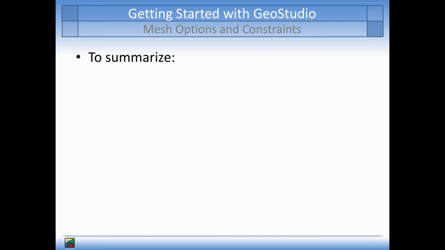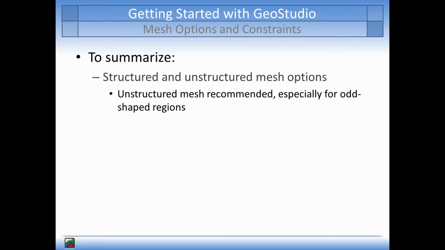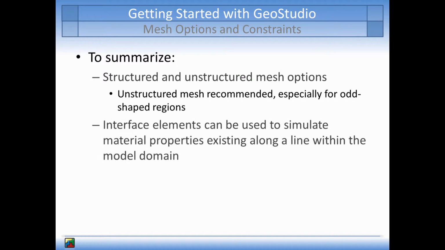To summarize this video tutorial, there are two meshing types available: structured, and unstructured. It is recommended that the unstructured mesh is used for most simulations, especially those with odd-shaped regions. Interface elements can be used for simulating thin materials along lines within the domain, such as geofabrics, thin insulating layers, or for material behavior, such as friction behavior between a soil and a structure.